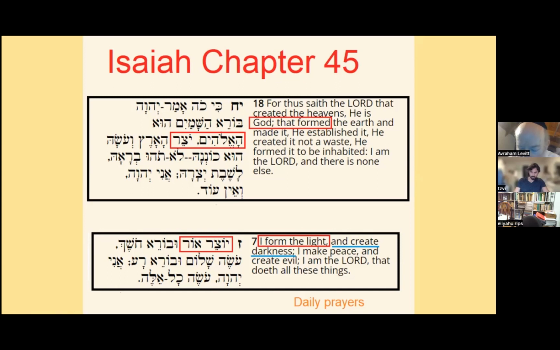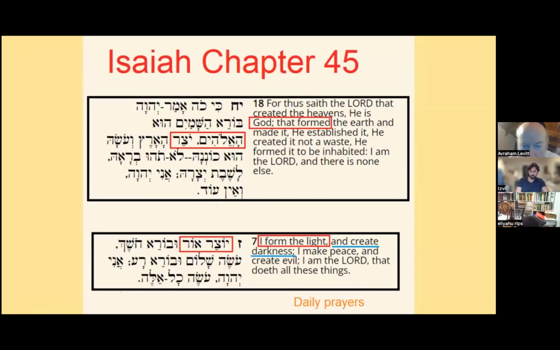Great question, because that is what I wanted to clarify. So Hashem forms, God forms, is right in the code with the light from light. And we see that He forms the light. We say it every day in our prayers. And this is exactly what we see in the code.